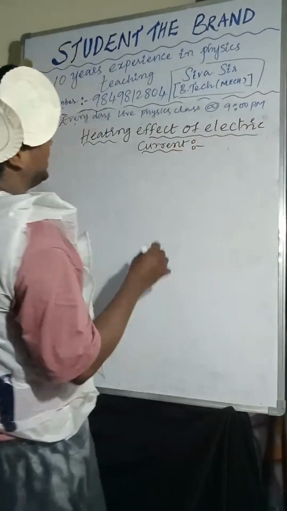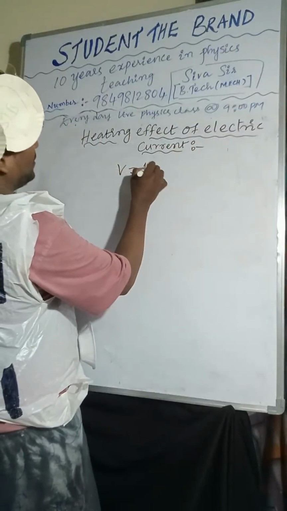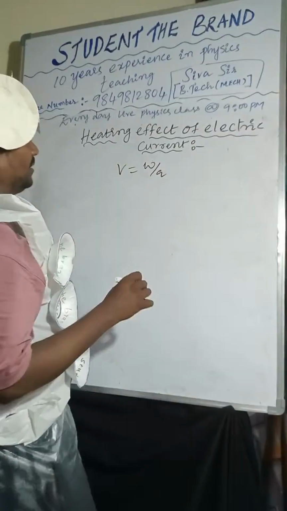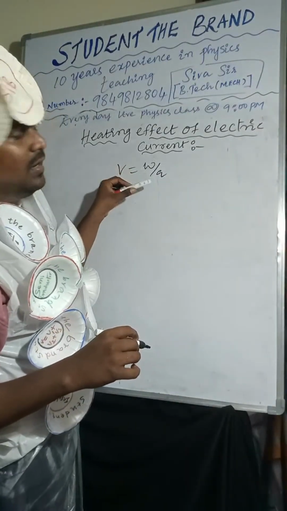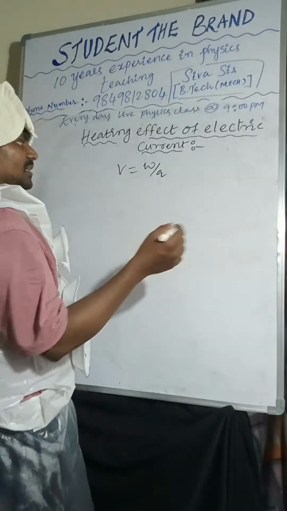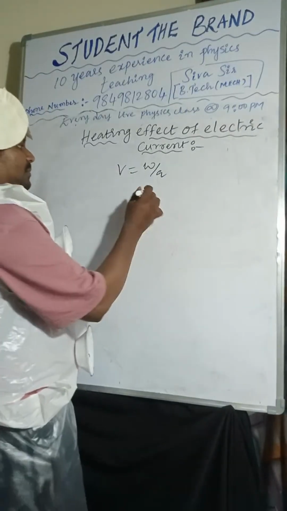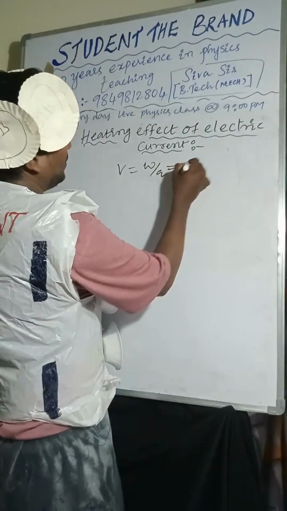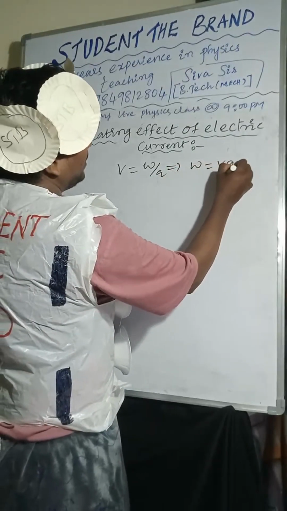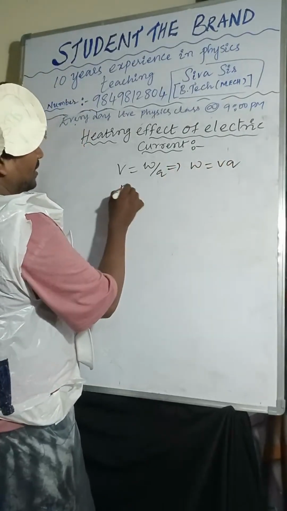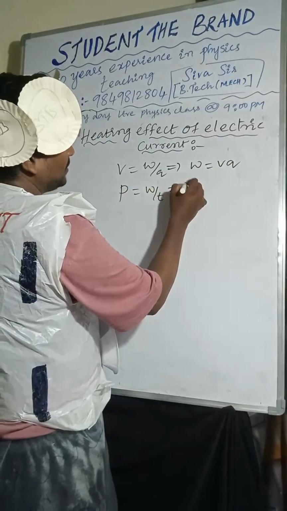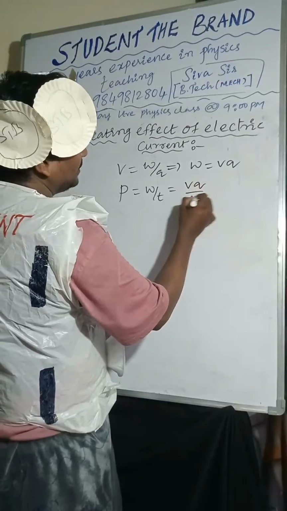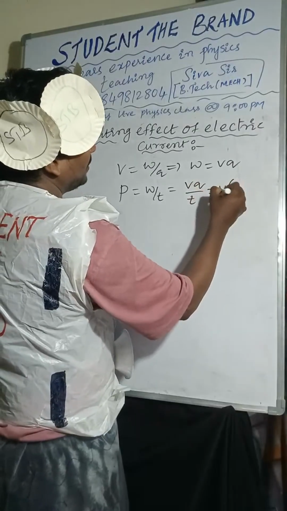So now I am considering V equal to W by Q. That is nothing but potential difference: the work done on a unit positive charge to bring it from one point to another point. So from this, W equal to VQ. The rate of doing work is called power. So VQ by T, that is V into Q by T.